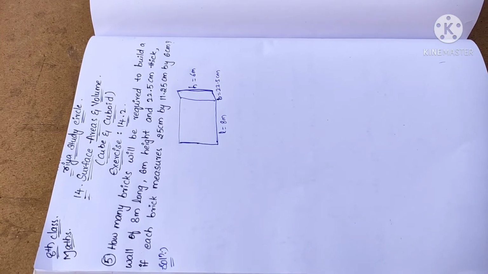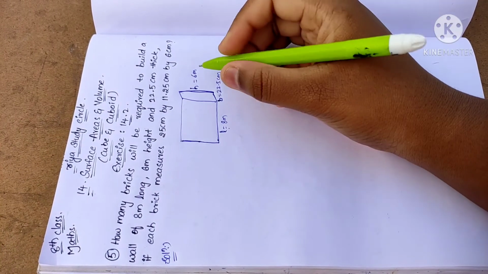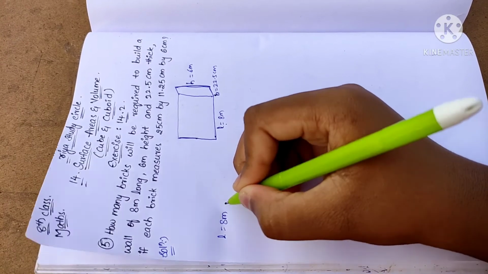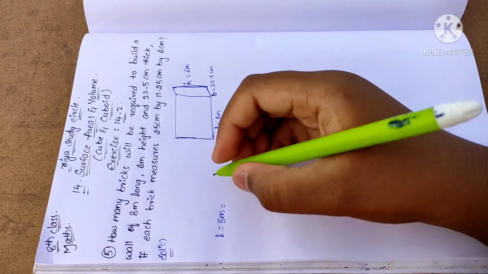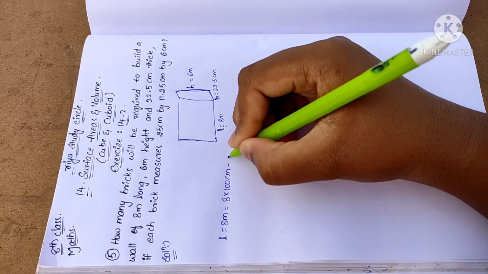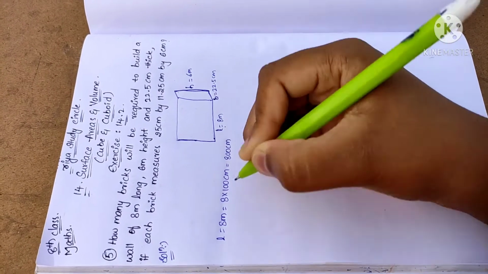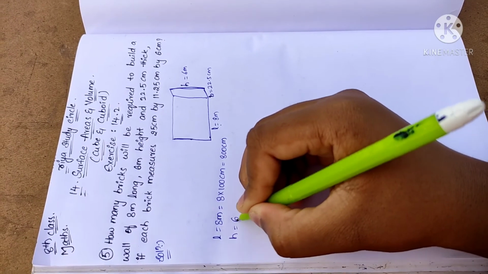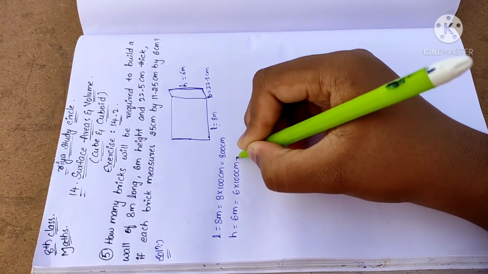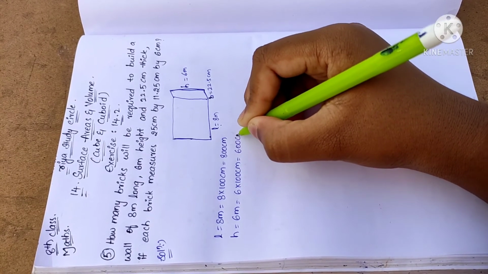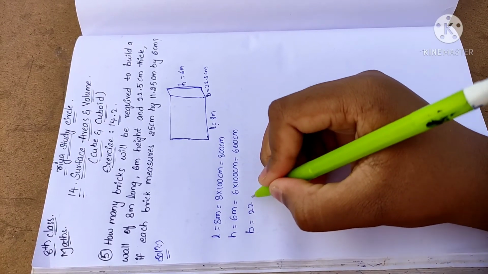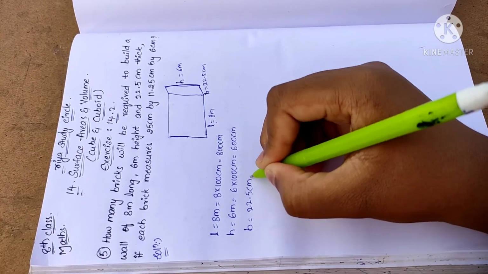So here they give length and height measurements in meters but thickness measurement in centimeters. So we have to translate length and height measurements into centimeters. So here length is 8 meters, 8 into 100 centimeters equal to 800 centimeters. 1 meter equal to 100 centimeters. And height is 6 meters, 6 into 100 centimeters equal to 600 centimeters. So now we have all measurements in centimeters. Breadth is 22.5 centimeters.